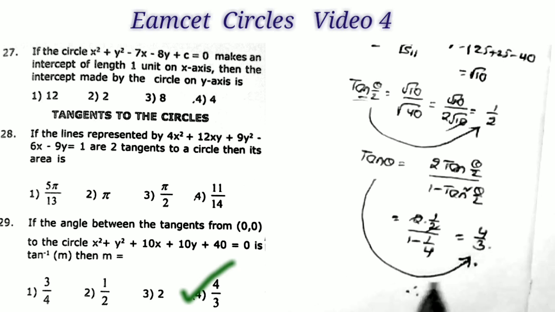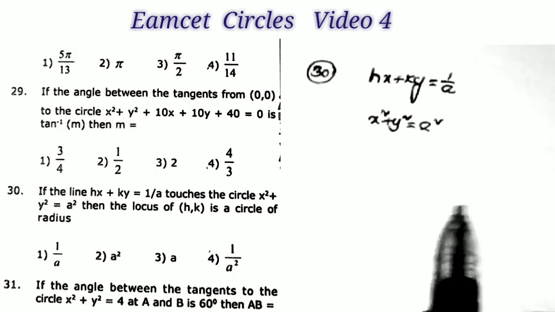But what is tan theta? That is equal to m. Therefore, the value of m is equal to 4 by 3. That's all. And that is the fourth option. Okay. Next question, sum number 30.